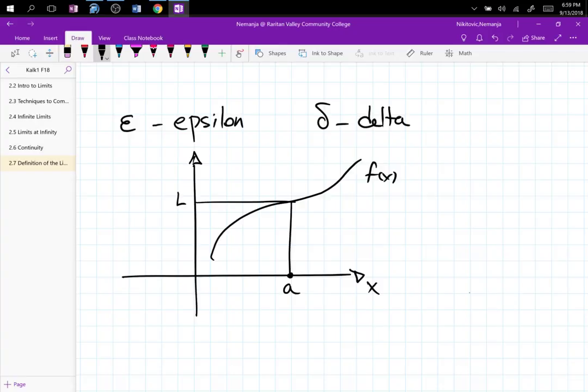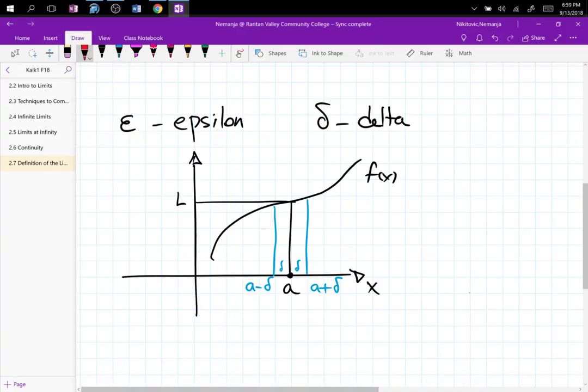So maybe I can use a different color over here. A little bit to the left and a little bit to the right. This would be A minus delta and A plus delta, and each one of these is delta, which is the difference between A and the other two points. Now these will create the y values. These are terrible, so I have to fix them.